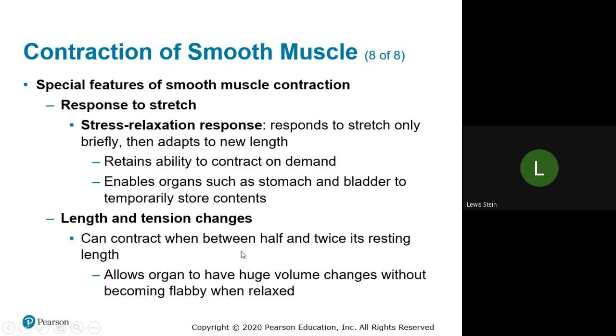As you can see, it contracts between half and twice its resting length. So they're a little bit different. Remember that 80 to 120 thing that we looked at for skeletal muscle, optimal? Let's say from a bladder, everybody's different about how much they have when they have the urge to urinate.